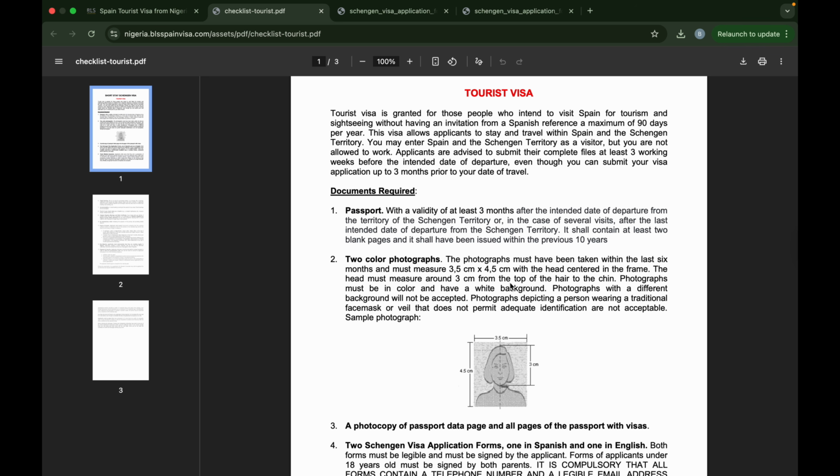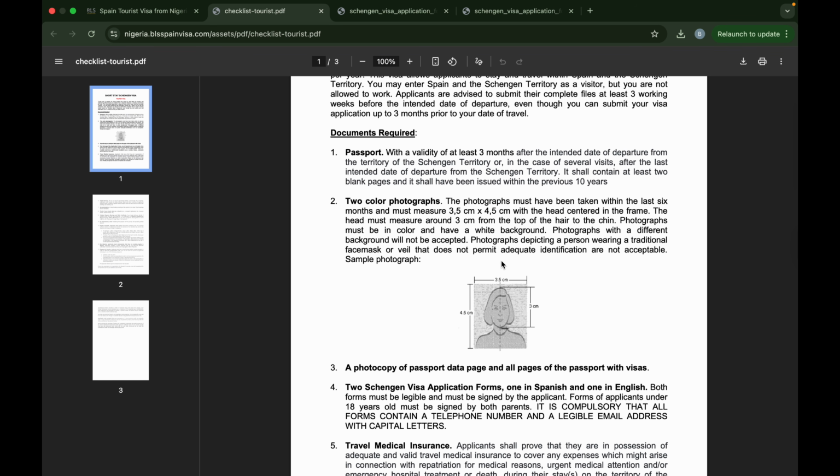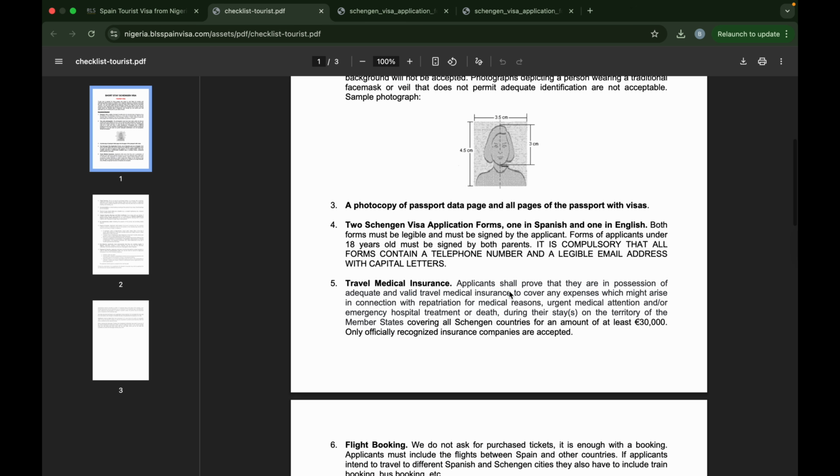2 colored passport photographs with the following dimension: 3.5 cm by 4.5 cm. I usually recommend Studio 24. If you're not familiar with them, you can use Google to browse. They usually have all the dimensions for embassy, so it's like a walk-in straight up process that you don't need to stretch explaining yourself over.